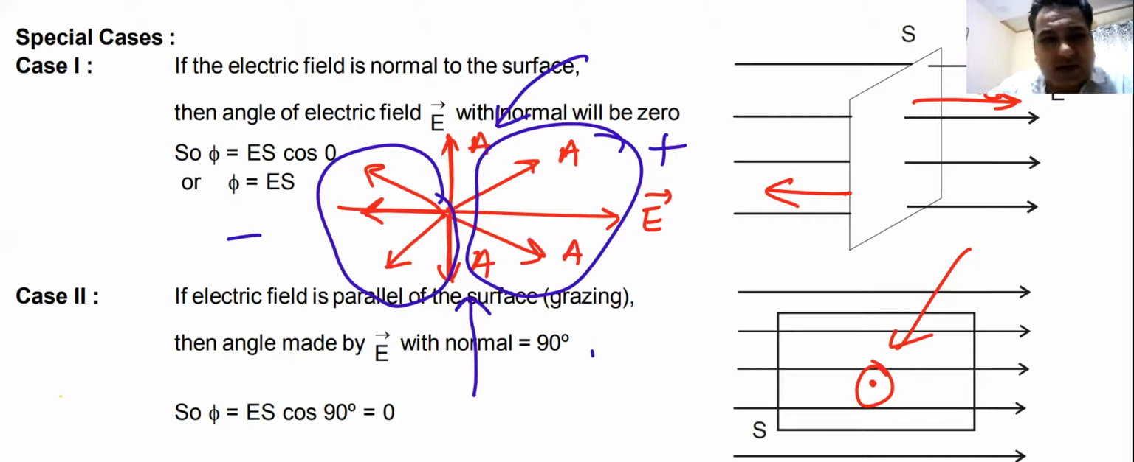I hope you understand the meaning of electric flux. It is a scalar quantity that can be positive, can be negative, depending on the angle. Incoming is negative, outgoing is positive. Same thing for magnetic flux. And when magnetic flux changes with time, you have electromagnetic induction. That will be the last chapter in this category of electromagnetism.